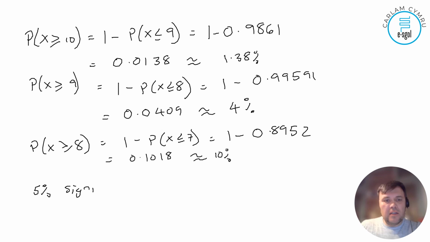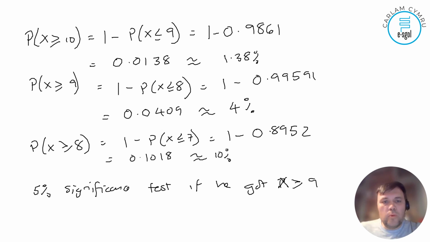if he got X greater than or equal to 9, that would be our critical region at the 5%. X is greater than or equal to 9 at 5%. And then obviously at the 1%, because 10 was 1.38, still not smaller than it, so at the 1%, X is greater than or equal to 11.